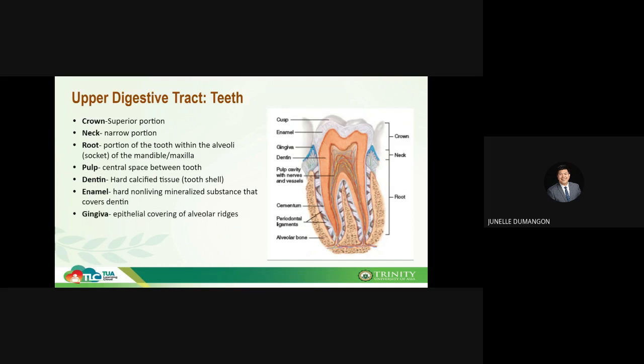The gingiva, on the other hand, ito sila, these are the gums that are found in between the tooth. Okay? And then we also have the periodontal membrane or ligaments. These are the membrane or structures that hold the tooth in place. Okay? They are the ones that hold our tooth in place.